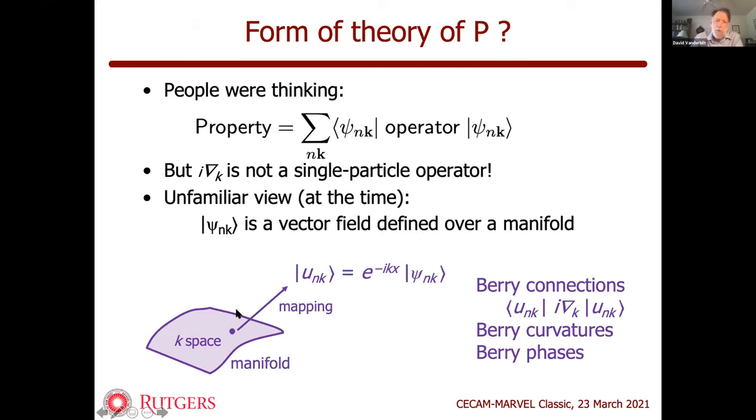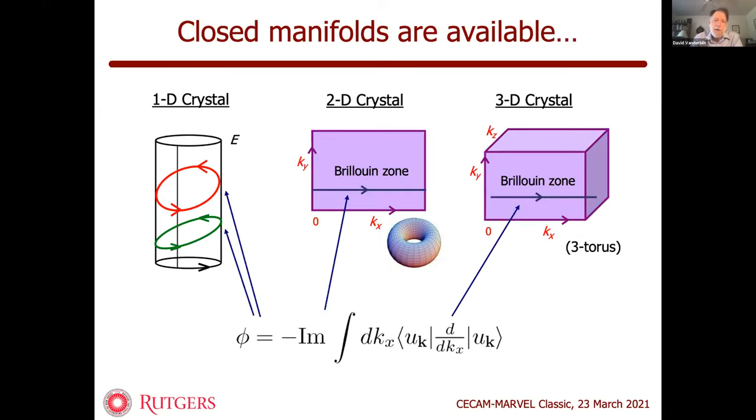Furthermore, a manifold lends itself to topological properties if it's a closed manifold. And the Brillouin zone is always a closed manifold. And so in one dimension, this is not the conventional way of doing it, but I've drawn the Brillouin zone as a unit circle because it really is a closed manifold. And I've drawn two energy bands plotted vertically on this cylinder. And for each one of them, I can calculate this thing, which of course I haven't talked about, Berry phases, but there it is. In the two-dimensional Brillouin zone, I can calculate Berry phases across the zone, or in three dimensions, because they're really closed manifolds, a two-torus and a three-torus.